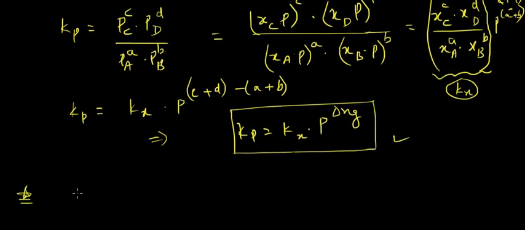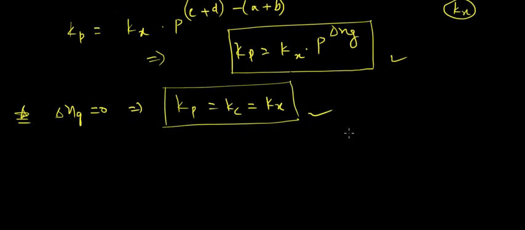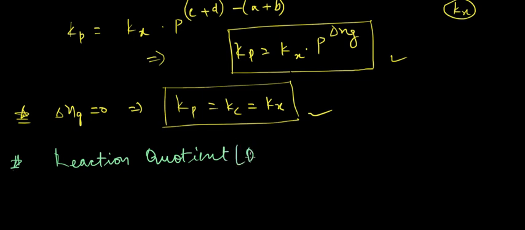Some interesting fact to note here: if delta ng equals 0, then Kp would be equal to Kc, which is equal to Kx. Okay, now let's look into another concept, which is reaction quotient, or Q.